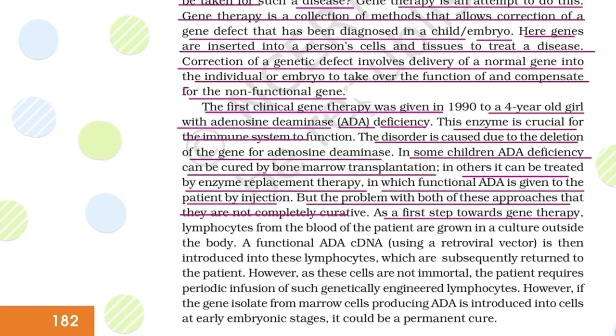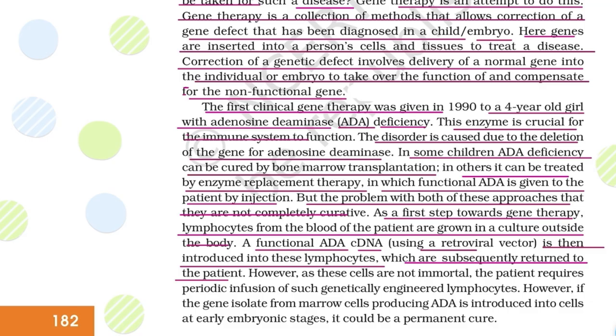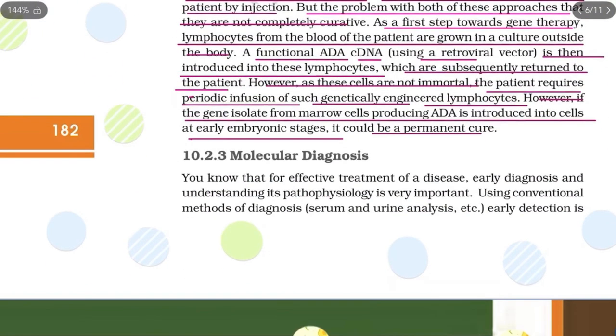As a first step towards gene therapy, lymphocytes from the blood of the patient are grown in culture outside the body. A functional ADA cDNA using a retroviral vector is then introduced into these lymphocytes, which are subsequently returned to the patient. However, as these cells are not immortal, the patient requires periodic infusion of such genetically engineered lymphocytes. However, if the gene isolated from marrow cells producing ADA is introduced into cells at early embryonic stages, it could be a permanent cure.